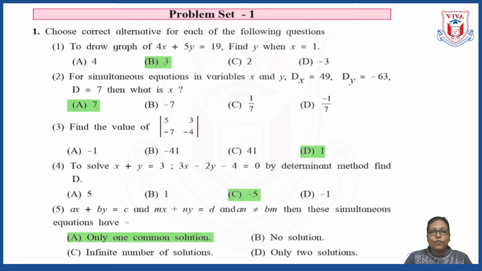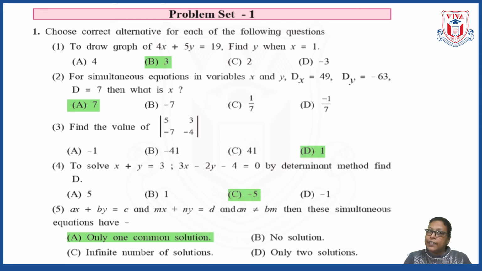See the first one. To draw a graph of 4x plus 5y is equal to 19, find y when x is equal to 1. So you put x is equal to 1 in that equation. Solve it actually. Okay. So when you put x is equal to 1 here, you will get 4 plus 5y is equal to 19, and from that when you solve, you will get the value of y as 3. Why? Because you will get 5y is equal to 15, and therefore y is equal to 3. So the correct answer is marked here by me.